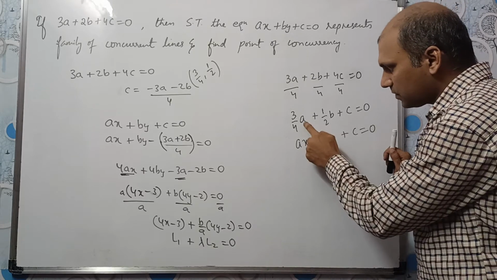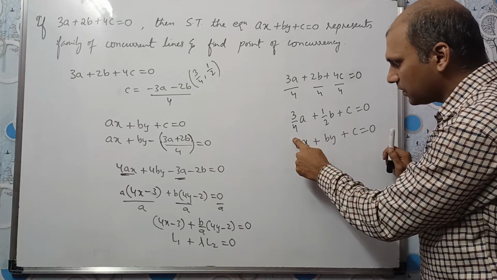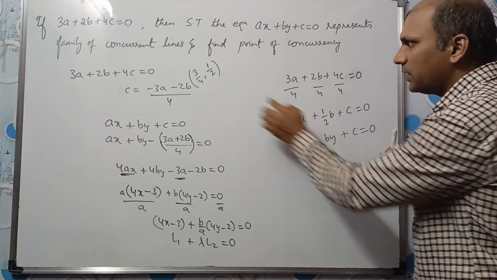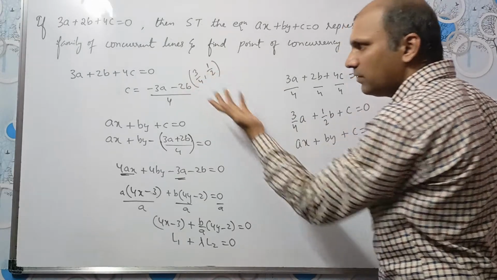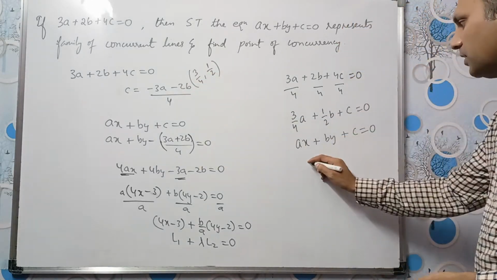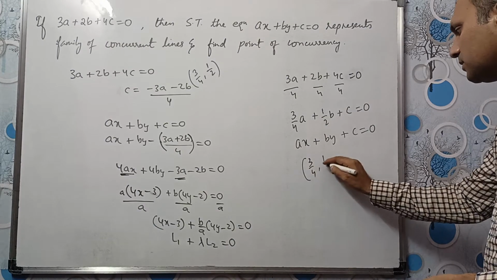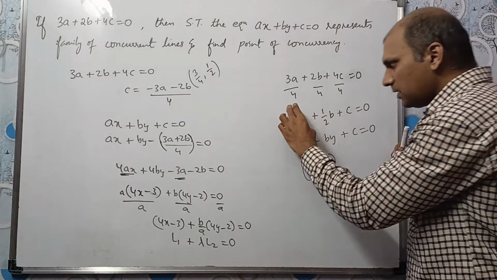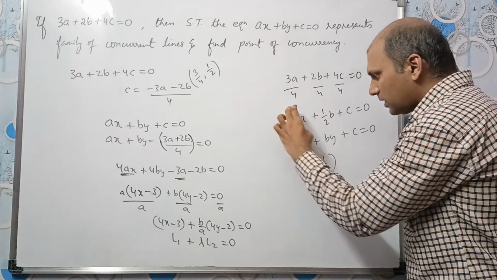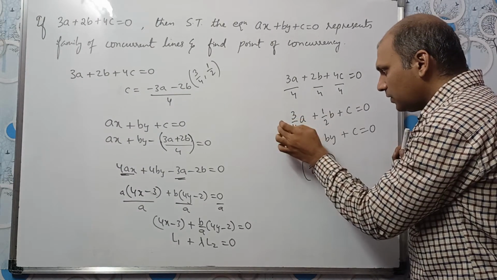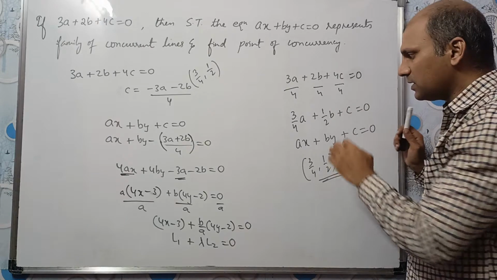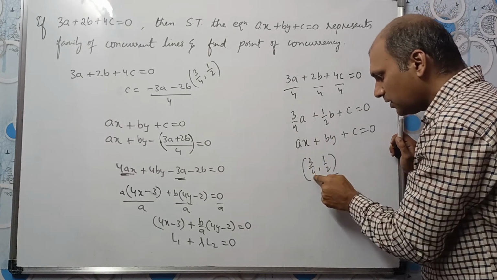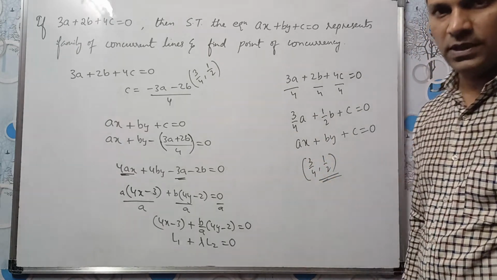See, ax. So we have a. What is x value? 3 by 4. What is b value? 1 by 2. We'll get the point of intersection at 3 by 4 comma 1 by 2, because x is equal to 3 by 4 and y is equal to 1 by 2 is satisfying this condition, which means this line should pass through 3 by 4 comma 1 by 2 only, right?